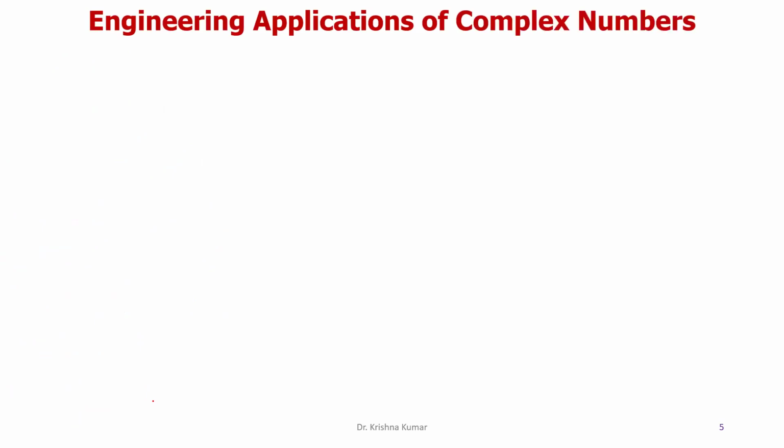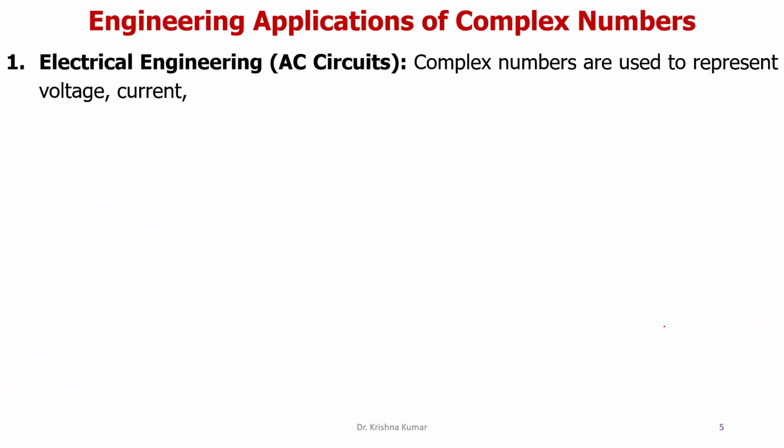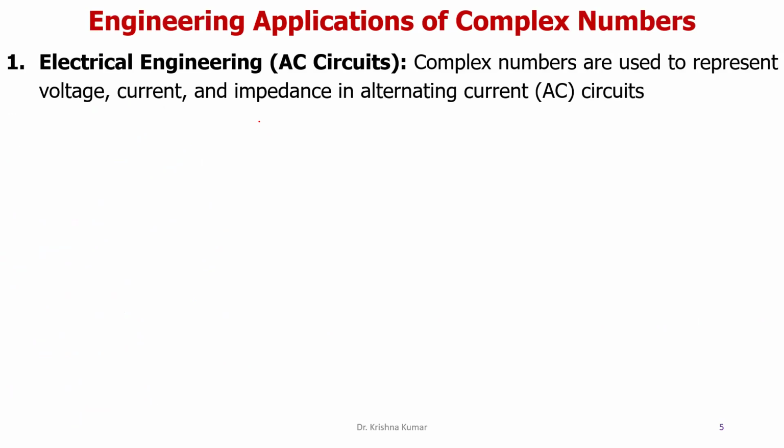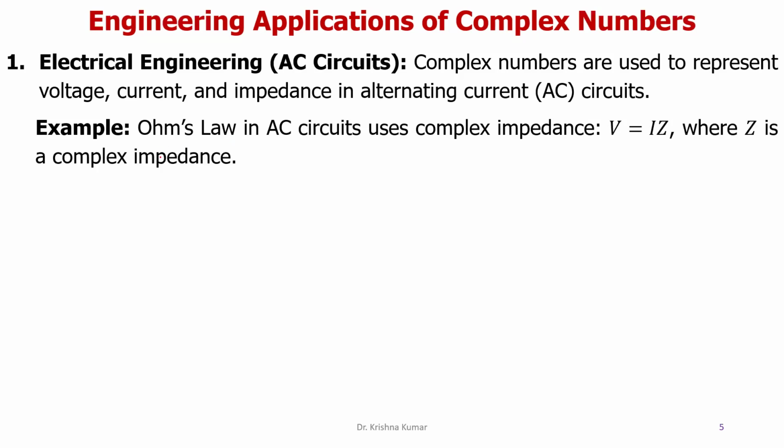Now, in this part, we see what are the different applications of complex numbers in engineering. So first application is in electrical engineering, like AC circuits. Complex numbers are used to represent voltage, current, and impedance in alternating current circuits. For example, Ohm's law in AC circuits uses complex impedance: V is equal to IZ, where Z is a complex impedance.